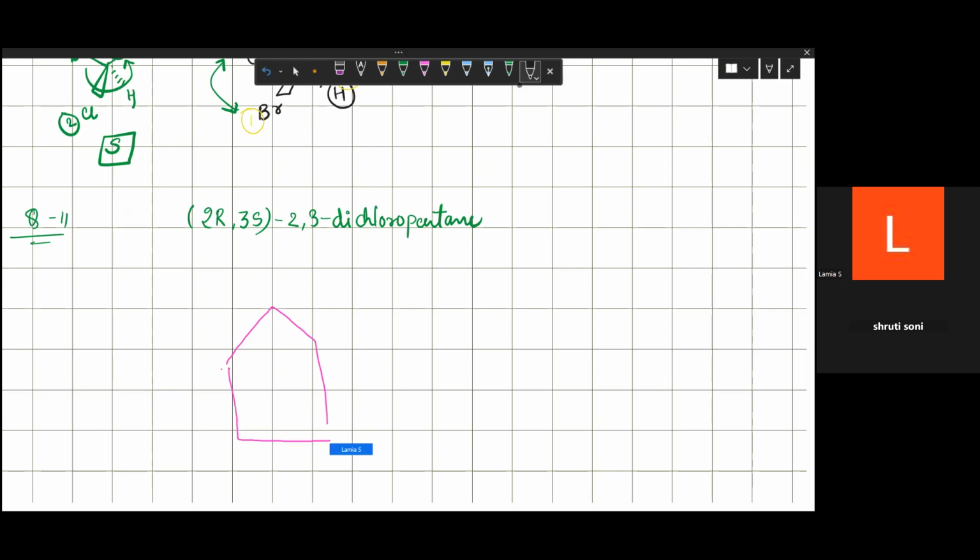Why are you forming this as a cyclic? Is there any cyclo in the name? You can draw in Fischer form or bond line form, whatever you feel is easy.